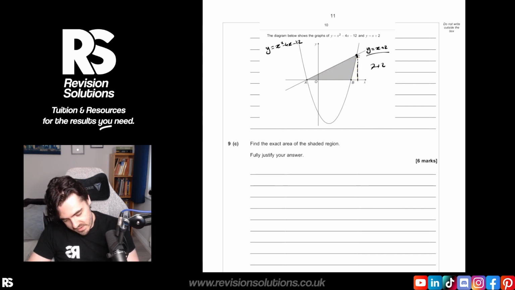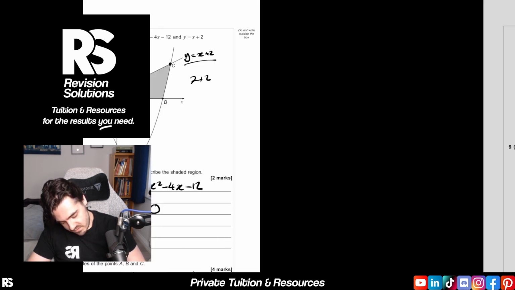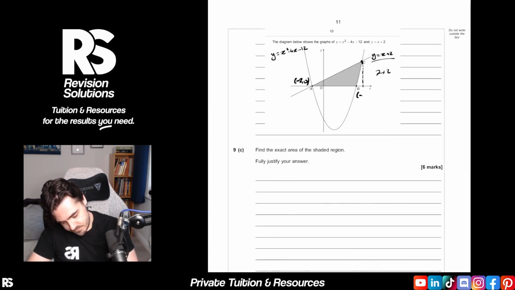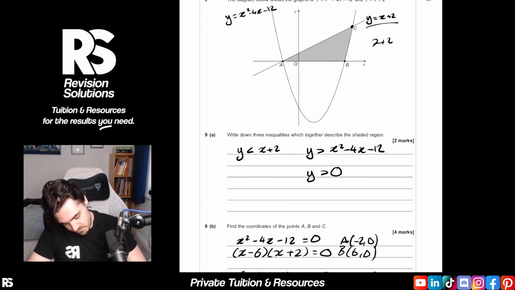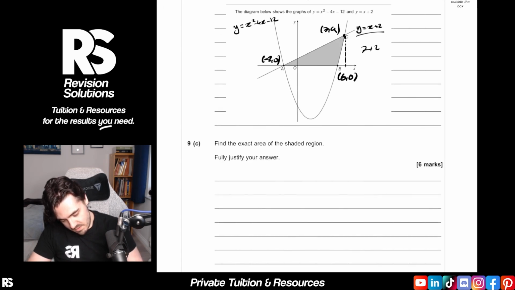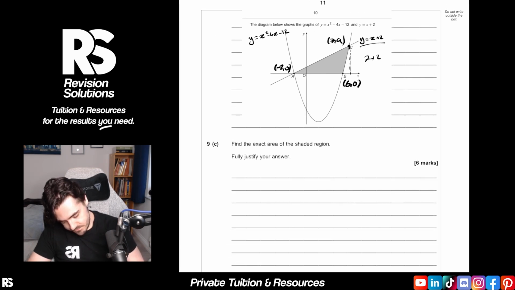So let's do that. Remember, we have the points A, B, and C from previously. A was -2, 0. B was, let's check, 6, 0. And then C was 7, 9. Let's check that also. Yeah, 7, 9. Good. Okay, so let's start by finding the area of that triangle.